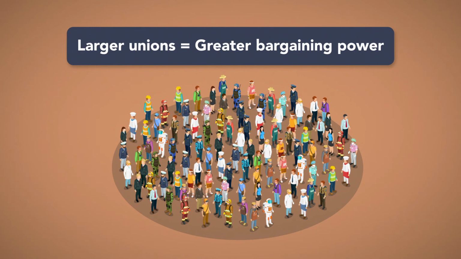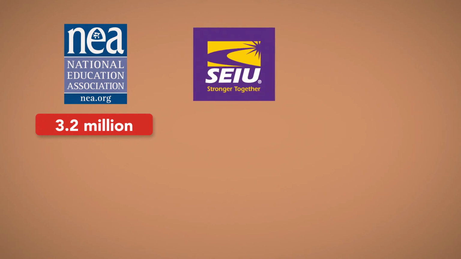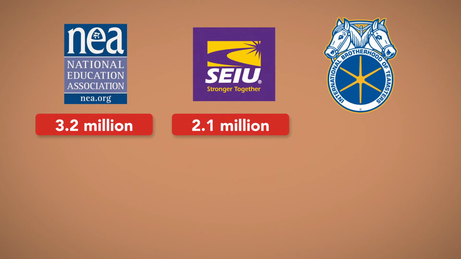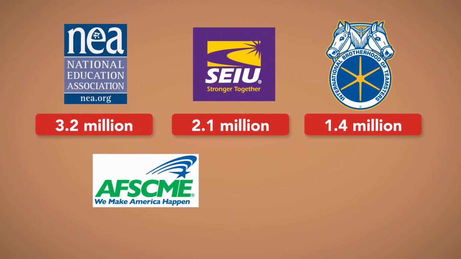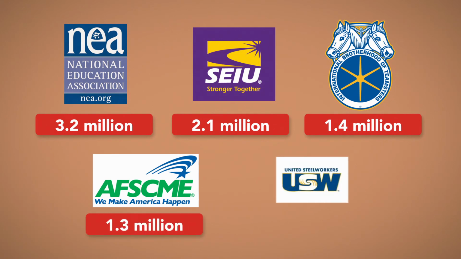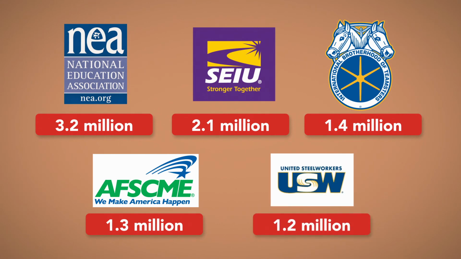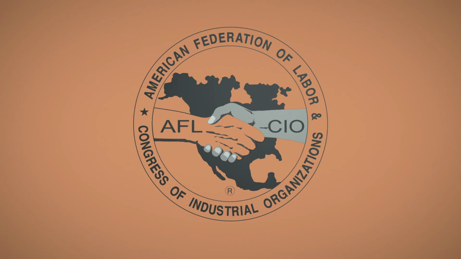The largest unions in the United States are the National Education Association, which includes 3.2 million teachers and education workers, the Service Employees International Union, which includes 2.1 million individuals employed in service industries, the International Brotherhood of Teamsters, which includes 1.4 million individuals in diverse sectors, the American Federation of State, County, and Municipal Employees, which includes 1.3 million state and local employees, and the United Steelworkers, which includes 1.2 million individuals in the steel industry. However, the largest formal labor organization in the country by far is the AFL-CIO.